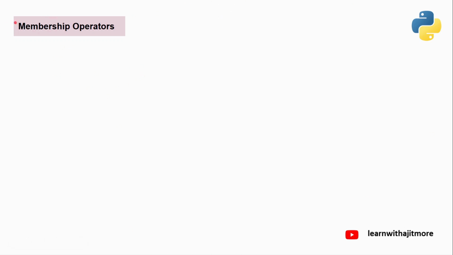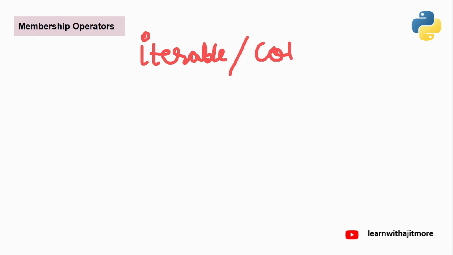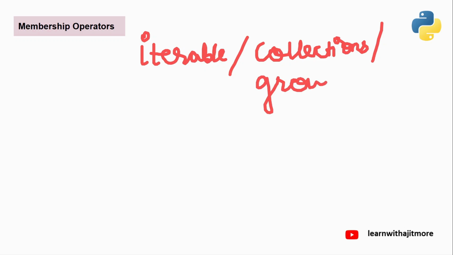Next is the membership operator. Now, the membership operator can be applied only on iterable objects. Getting? Now you'll say, what are iterable objects? You can say iterable, or you can call it collections. Some languages call it collection. In Java, sorry, in Python, they call it iterable. You can call it collection, or group object, or sequence. So many names are there.